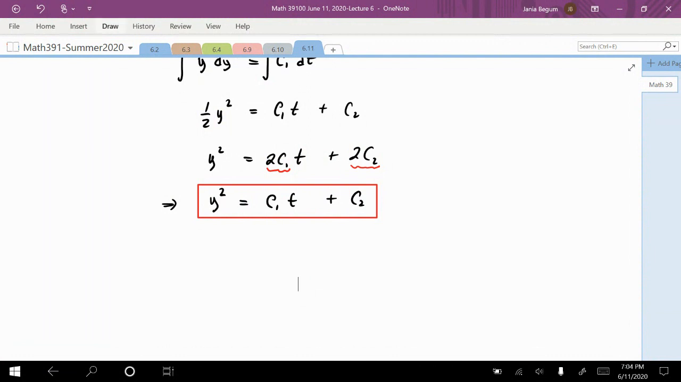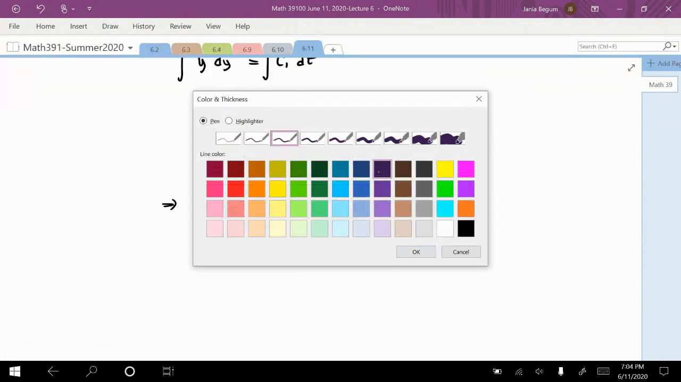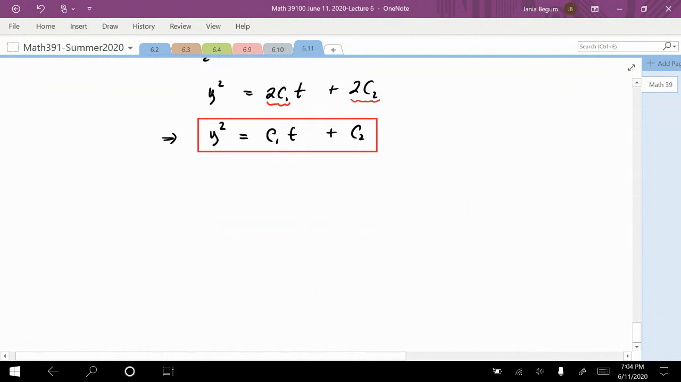Okay, so if there are no questions, moving on to Bernoulli equations. So here is the last part of 2.9. Bernoulli equations. So what are Bernoulli equations?